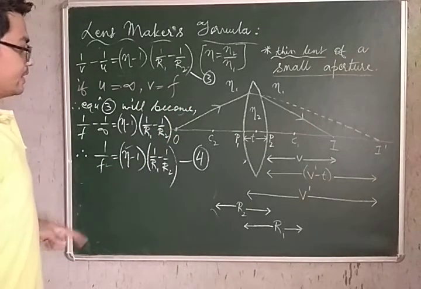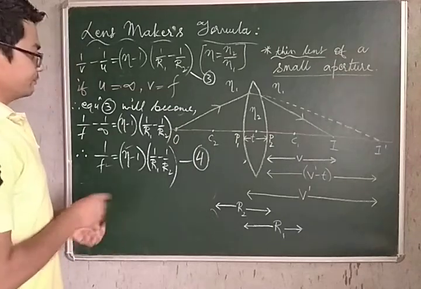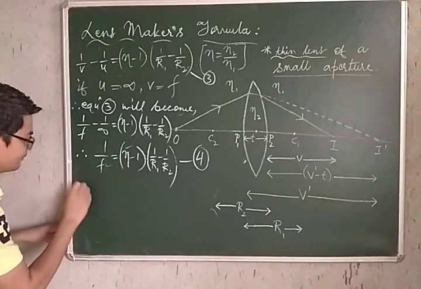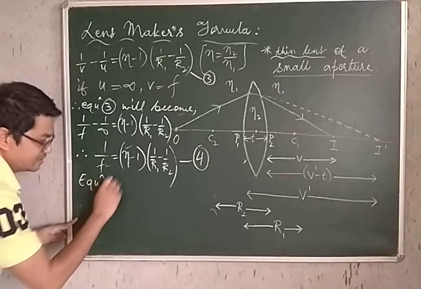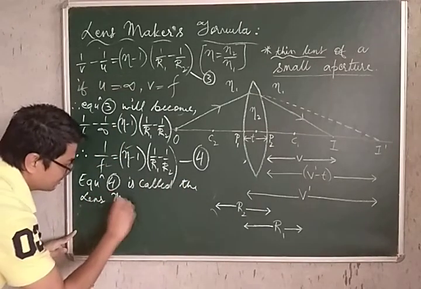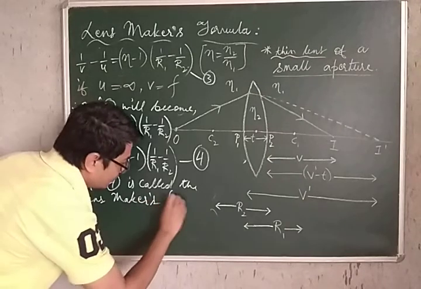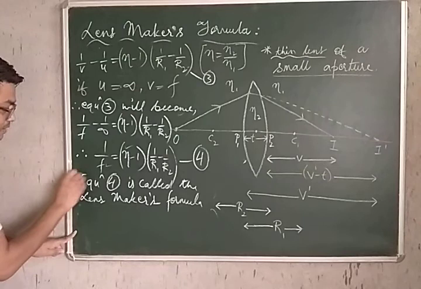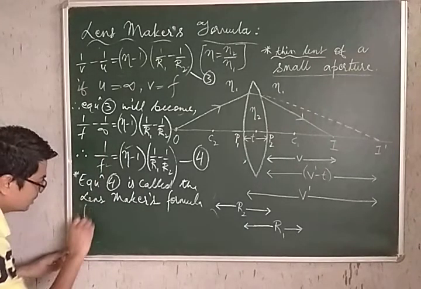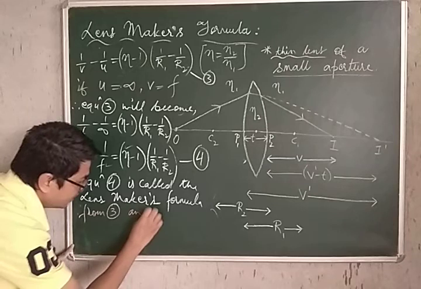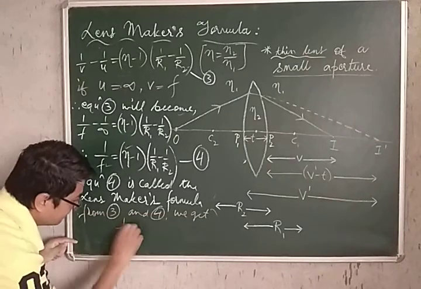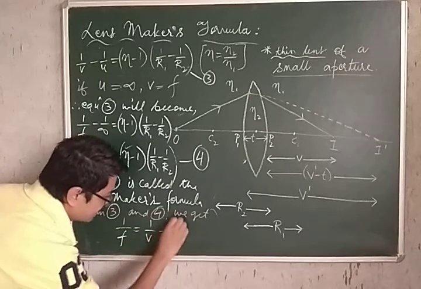So this is equation number 4. This is equation number 3. Now, from equation number 3 and equation number 4, you can see the right hand side is the same for both the equations, so we can of course equate the left hand side. But before we do that, let me write equation 4, or this equation is called the Lensmaker's formula. Remember that. Important. This is very important for you all. And equating equations 3 and 4, we get 1 by f is equal to 1 by v minus 1 by u.